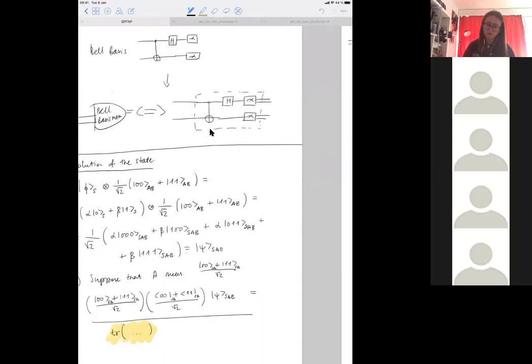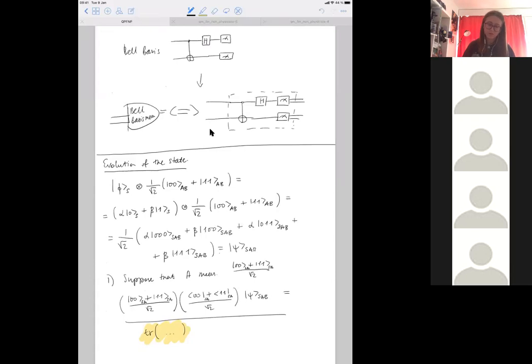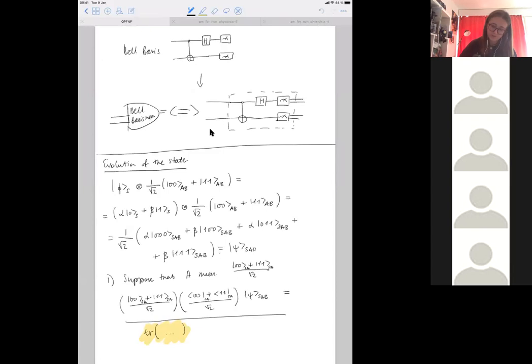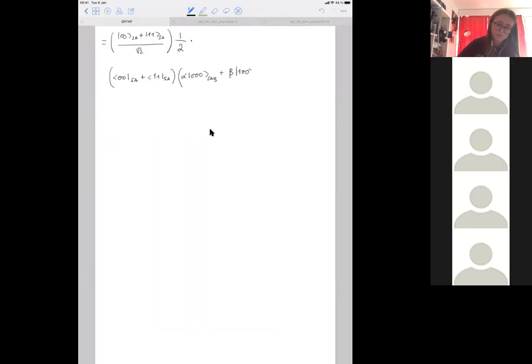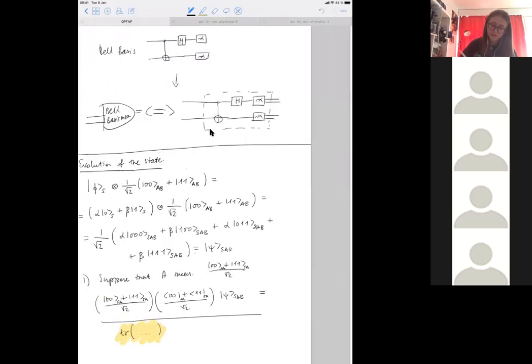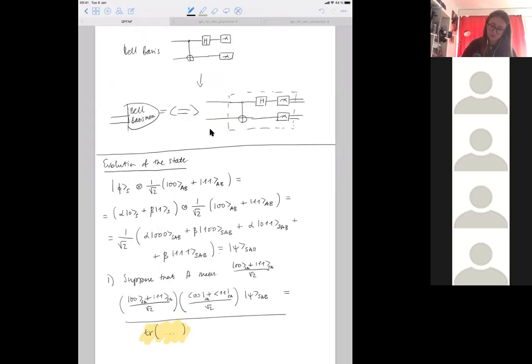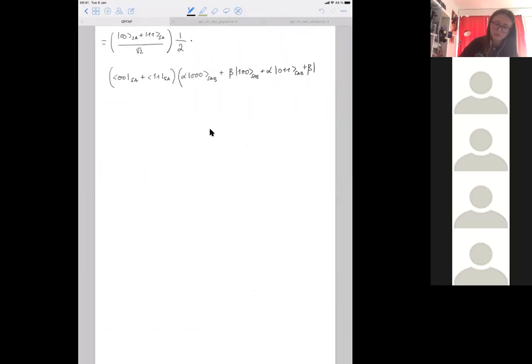So I would have more space. And here we have psi SAB, which is alpha |0,0⟩_SA plus beta |1,0⟩_SA plus alpha |0,1⟩_SA plus beta |1,1⟩_SA, all tensor |B⟩. Okay, and let us analyze this sum.